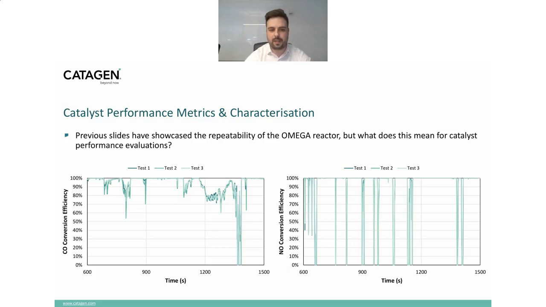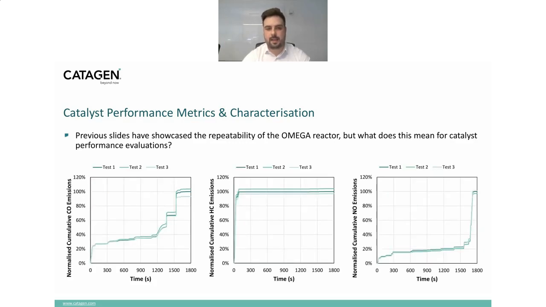So for CO on the left-hand side, we effectively see excellent agreement throughout, and we have those sustained periods where we have, let's say, less than 100% conversion efficiency, getting a good match across all three tests. The NOx behavior is slightly different, where we have a series of effectively NOx breakthrough events, and they're very well aligned between the three tests. So again, similar to what we've seen in the previous slide, we have really good agreement between the different tests in terms of catalyst performance.